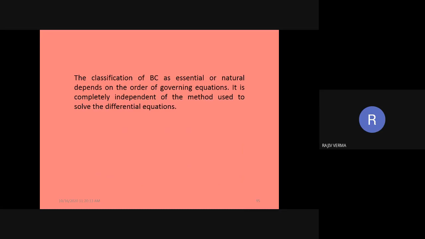The classification of boundary conditions as essential or natural depends on the order of the governing equations. It is completely independent of the method used to solve the differential equations themselves.